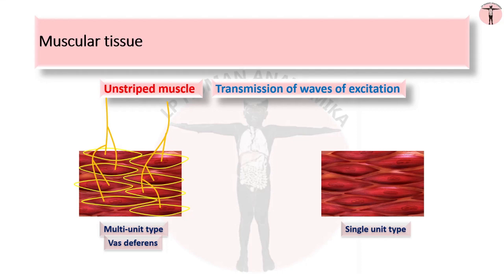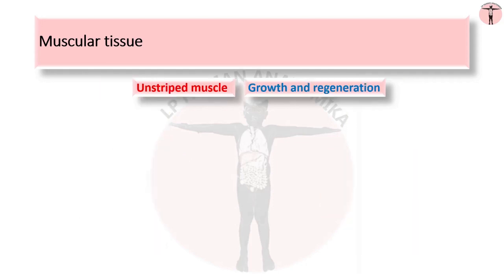Single unit type, also known as visceral type, is found in the intestine. The nerve impulse arriving at one muscle cell is conducted rapidly from this cell to others so that they all contract more or less simultaneously. The wave of excitation is transmitted by mechanical pull from cell to cell through the fused cell membrane or intercellular protoplasmic bridges. Now, to see the growth and regeneration, usually unstriped muscles do not proliferate by mitosis.